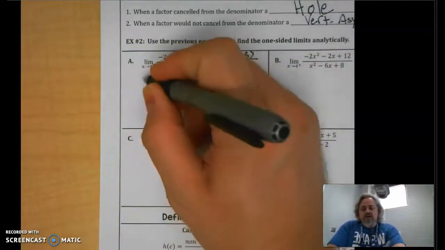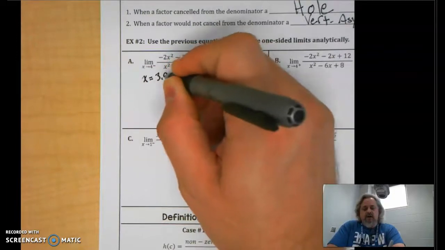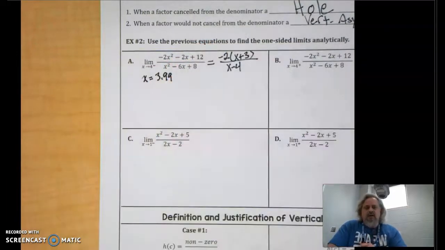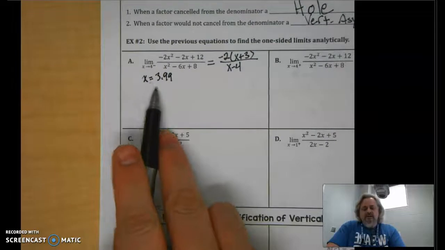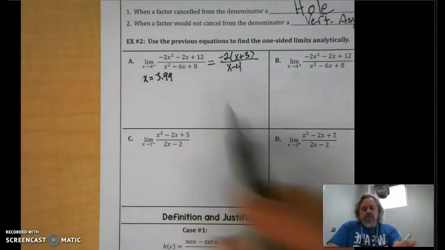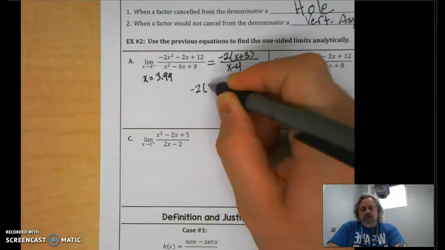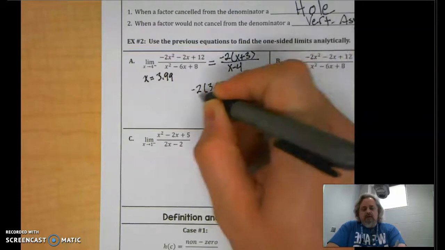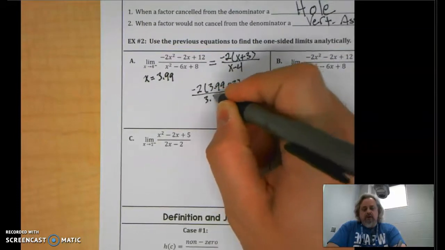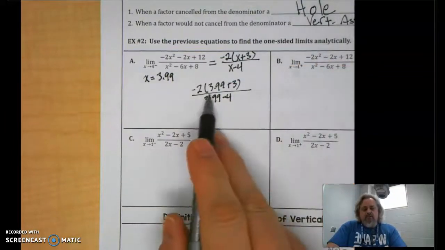So we can't do direct substitution, but with that one-sided limit, we can get very close to 4. Let's say that x, for this example, is about 3.99. It's something really close to 4, but it's less than 4 because you're approaching it from the left side, so it has to be less than 4. If I take that 3.99 and plug it in, I'm going to get negative 2 times 3.99 plus 3 over 3.99 minus 4.